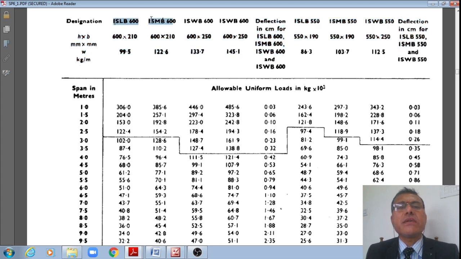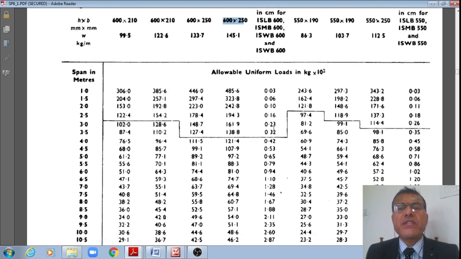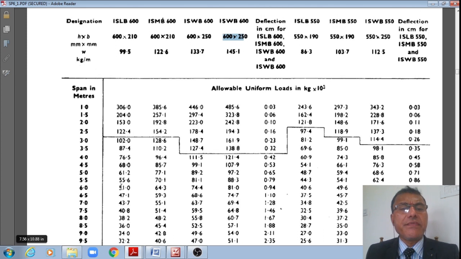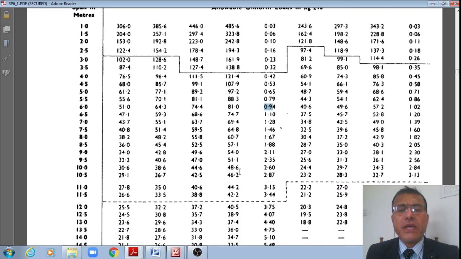If I use these four types of ISWB 600s, with 600 by 210 up to 600 by 250, then what is that deflection? Let us say for the same ISLB 600 with 6 meter span, which can resist 51 kilonewton per meter, the deflection is equal to 0.94 centimeter or 9.4 mm, right? Likewise you can see for other sections, right?